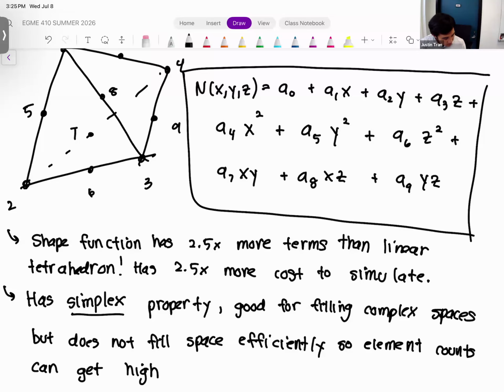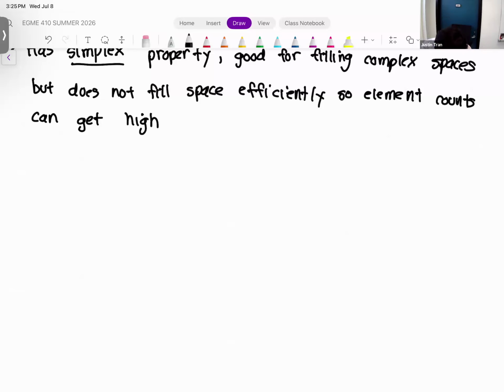Okay, all right, so next, let's go to the rectangular elements. We'll start with the linear one first. So a linear rectangular element in 3 dimensions is known as a hexahedron.